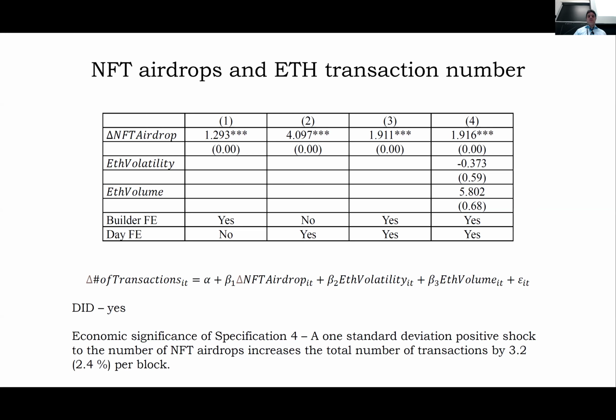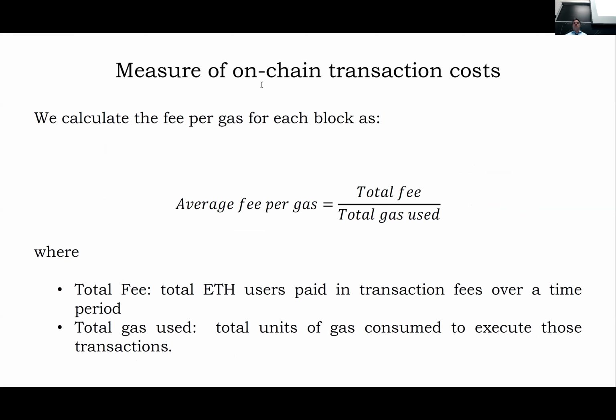Then, I want to go to the price efficiency and price score, but I first want to measure the congestion, and we calculate the fee per gas for each block. We take this ratio, the total fee divided by the total gas. The total fee is the total amount of ETH, which is the native cryptocurrency of Ethereum, that users are paying in transaction fees over a time period. In our case, it would be a day. So what's the total fees being paid to the builder over a day, and we divide this by the total gas, which is the total units of gas consumed to execute these transactions.